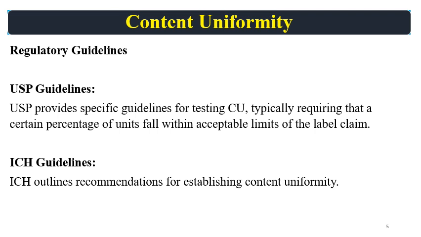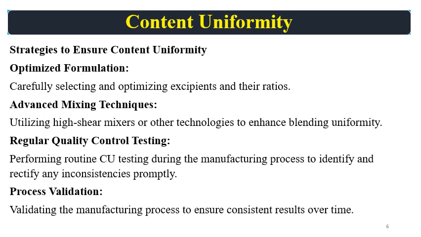Regulatory guidelines are there for content uniformity, like USP guidelines, USP monographs, general chapters, and ICH guidelines. Also, ASTM guidelines are there for content uniformity. So, what are the strategies to ensure content uniformity?